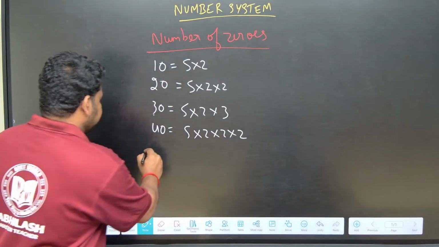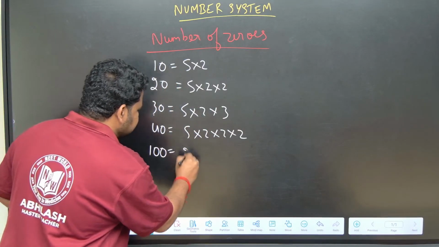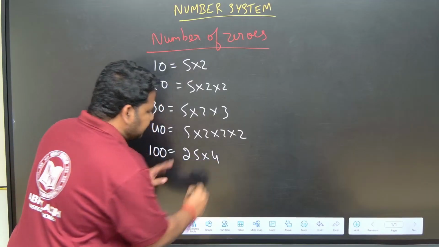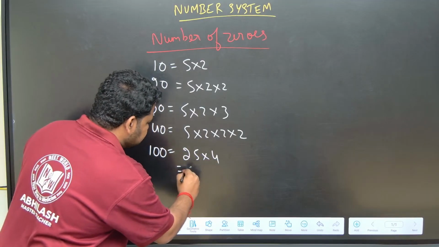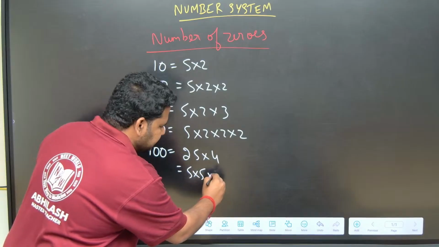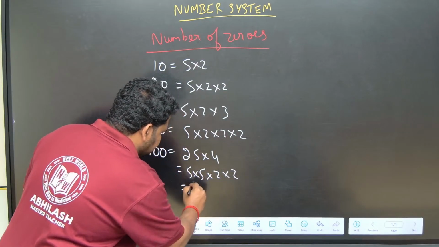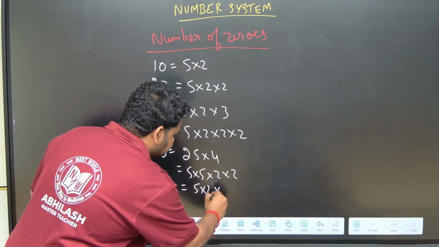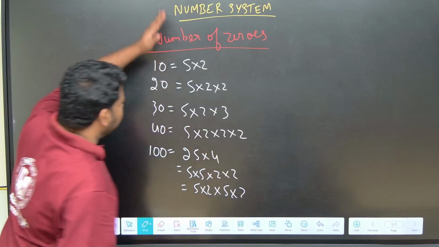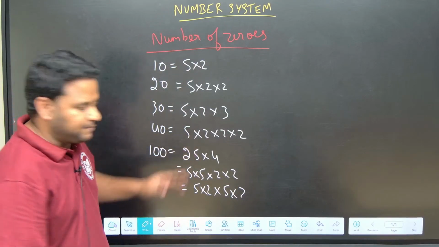If I write 100 here, 100 can be written as 25 into 4. This further can be written as 5 into 5, and 4 can be written as 2 into 2. Or I can write it combined as 5 into 2 into 5 into 2. Now, out of all this, what can you observe? What is common?